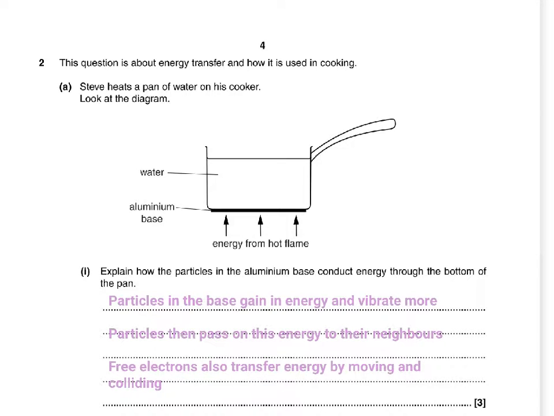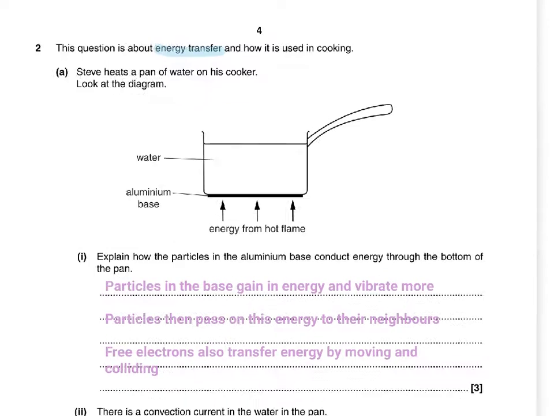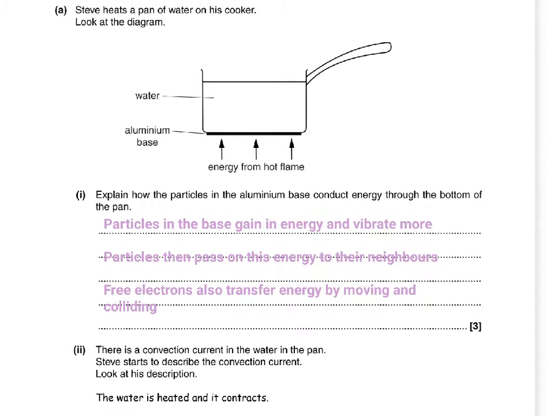Question 2. This question is about energy transfer and how it is used in cooking. A. Steve heats a pan of water on his cooker. Look at the diagram. Okay, so the question asks us to explain how the particles in the aluminium base conduct energy through the bottom of the pan. So many people didn't answer this question very well.